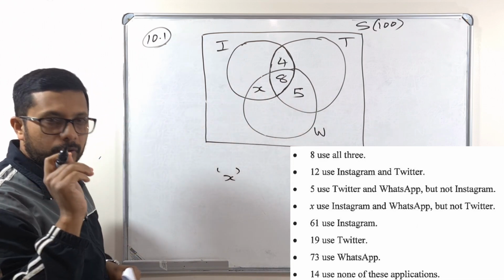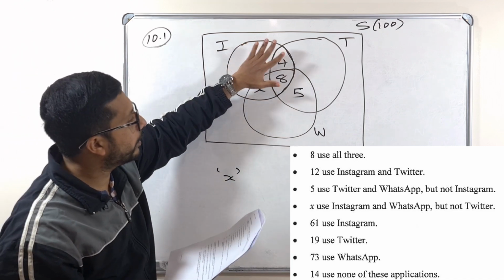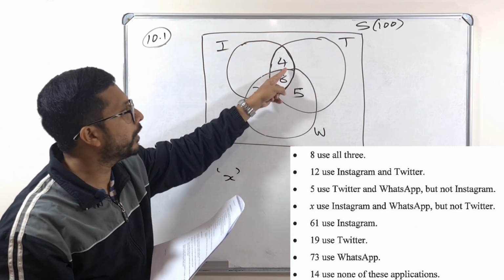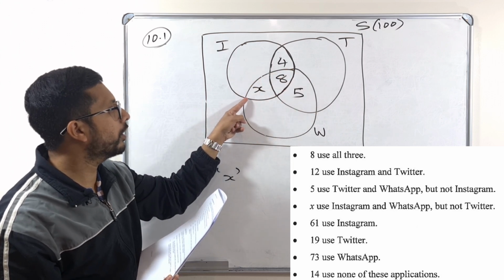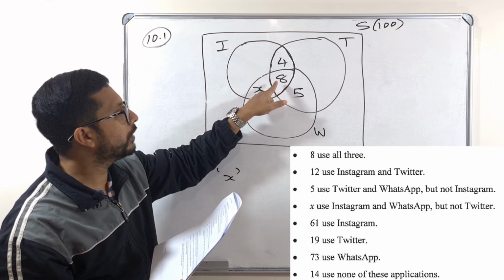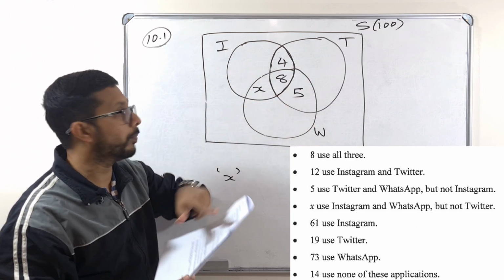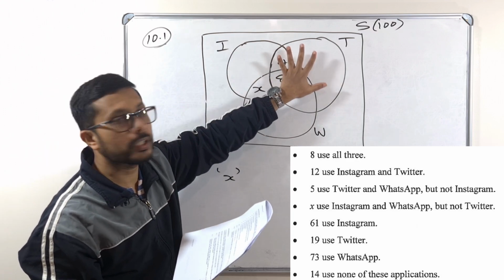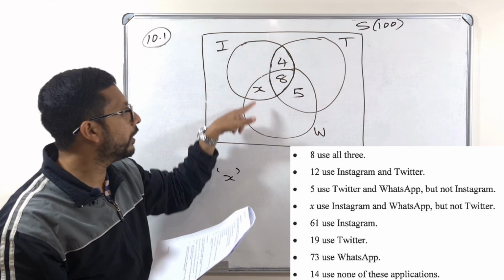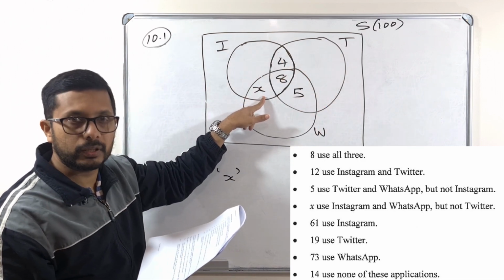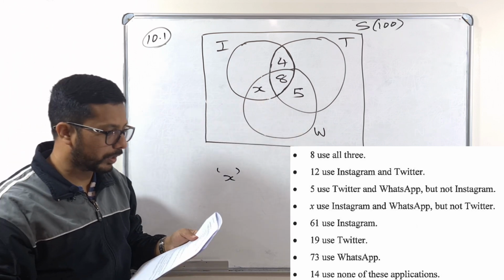Okay, so look at that sentence once more. X use Instagram and WhatsApp. Actually it is supposed to be this area from here, this portion. Okay, why are we not including this 8? Because it is saying but not Twitter. But not Twitter means this portion is not included. This Twitter circle is not there. Okay, so what is remaining? It's this portion, and that is X. Okay, now the next one.